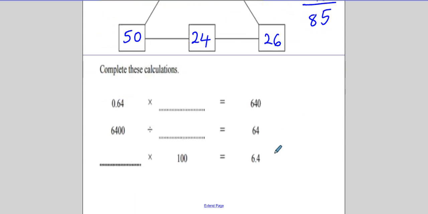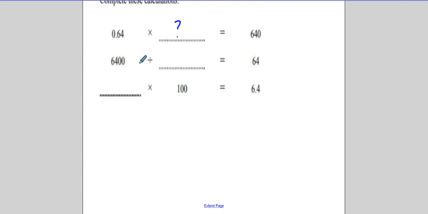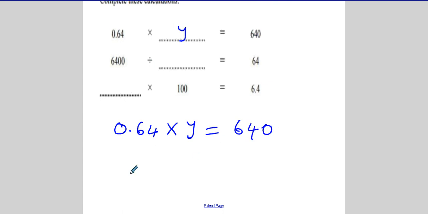As easy as that. Then complete these calculations. 0.64 times which number equals 640? Let us do some calculation. 0.64 times a certain number. Call this certain number y. So 0.64 times y, the answer should be 640.